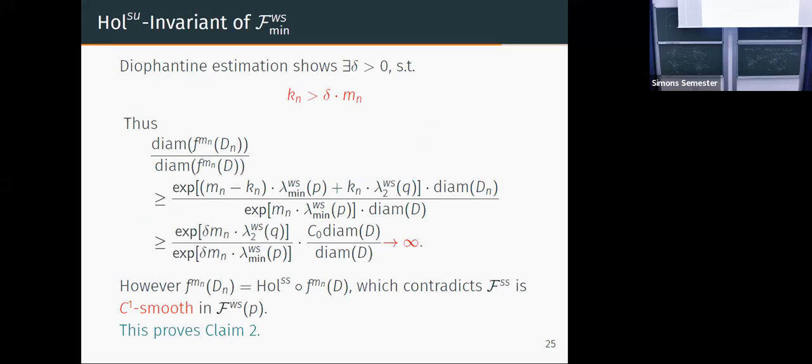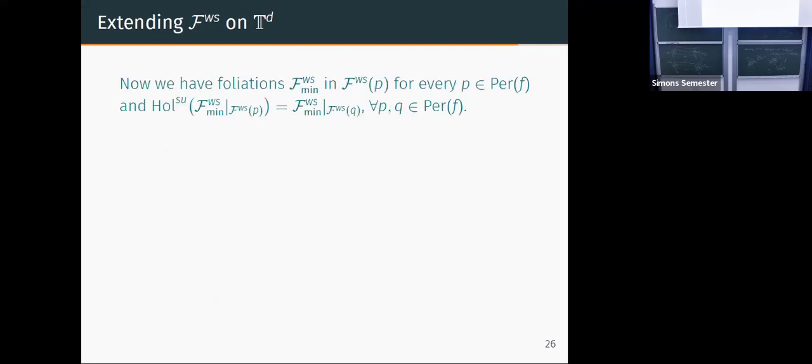We just repeatedly use this argument and it tells you that actually it is a holonomy map. That SU foliation preserves everything. And now, as I said, you will have some foliations in the weak stable manifolds of your periodic points. Weak stable, and it is SU holonomy invariant. So I can extend this weak stable foliation on periodic points by taking that it is invariant by the holonomy. That's what we have.